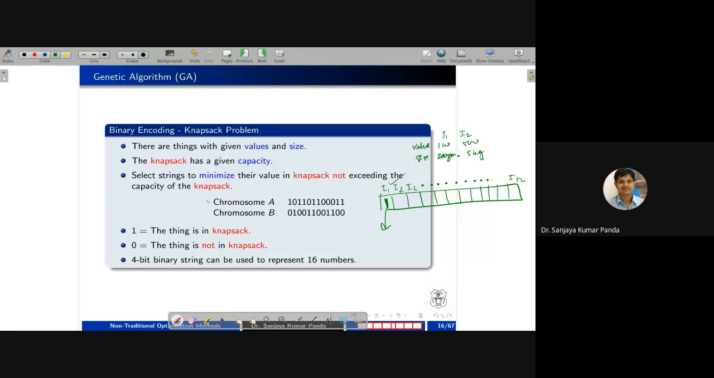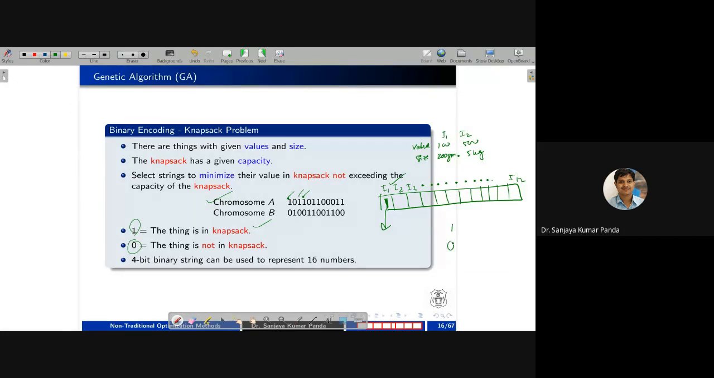Like if you see chromosome A, you will find 1 here, here, and here. These are all items you want to include. So the things you want to put in the knapsack are represented as 1. If you want to exclude an item, then that is represented as 0. That means you don't want to put that item in your knapsack. Here the item is represented as a binary 1 or 0, or you can say 1 bit of binary.